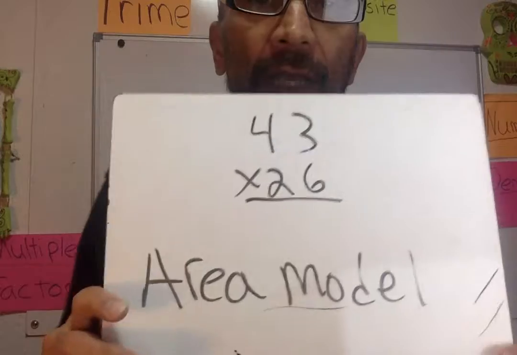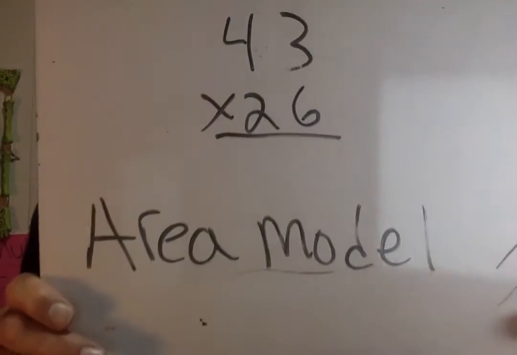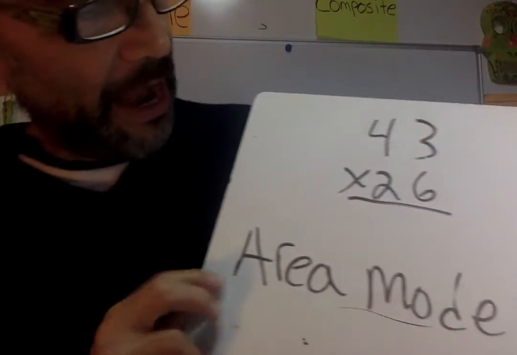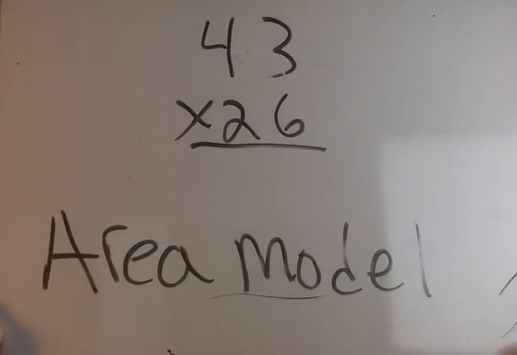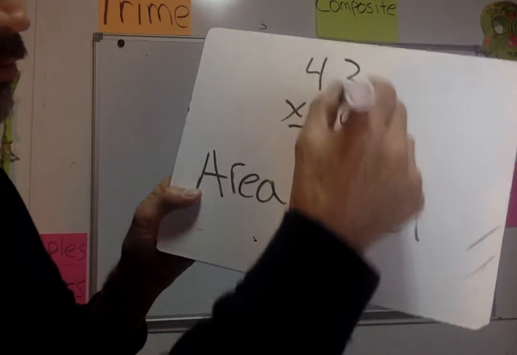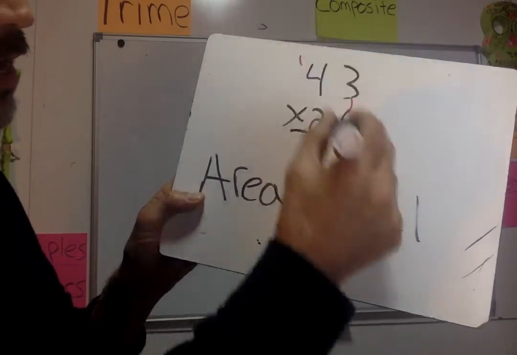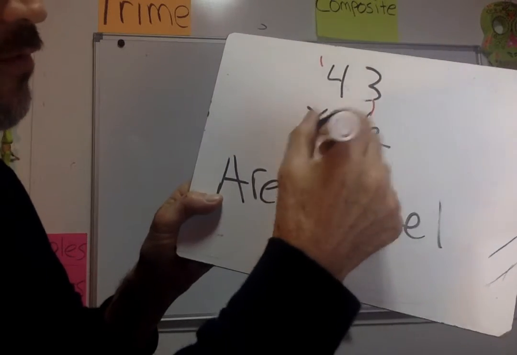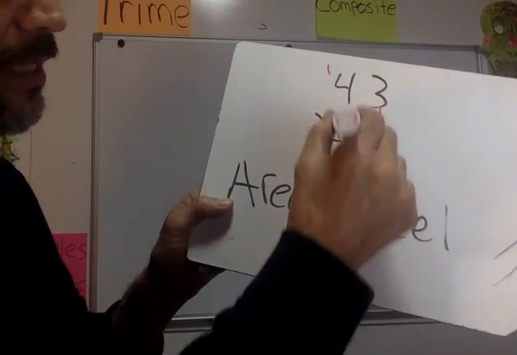So you come up with a problem like this. What do we got? 43 times 26. You're going to use the area model. Now, most of you around my age would know you multiply 6 times 3 first, and you get 18. You carry the 1. 6 times 4 is 24, and the 5, you put a 0, then you multiply the 2.